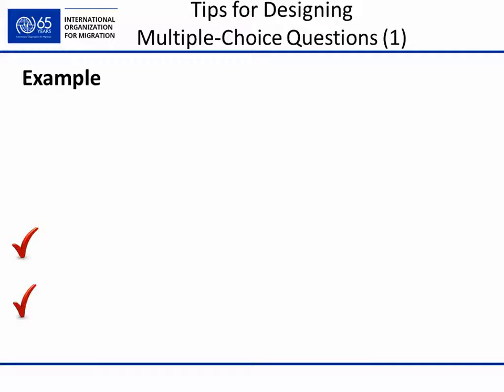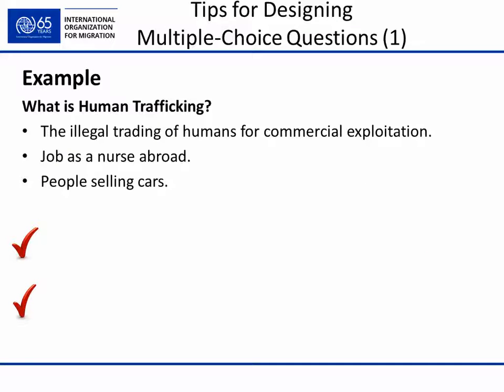Let me give an example. What is human trafficking? The illegal trading of humans for commercial exploitation. Job as a nurse abroad. People selling cars. What's wrong with this question? What's wrong?